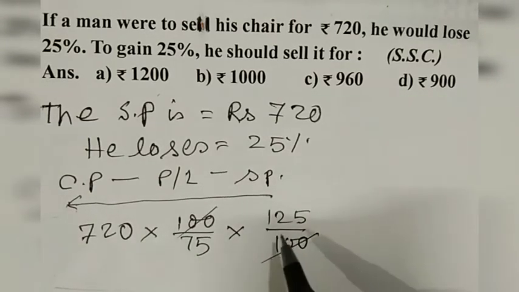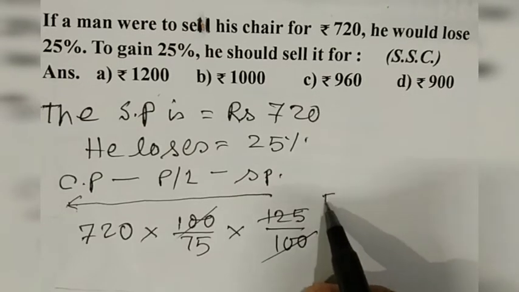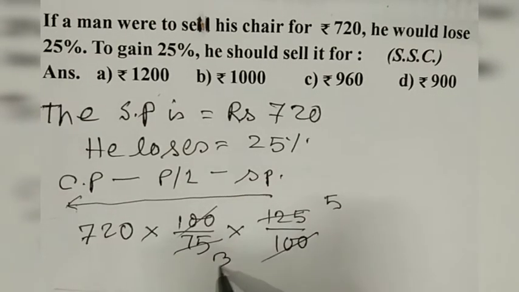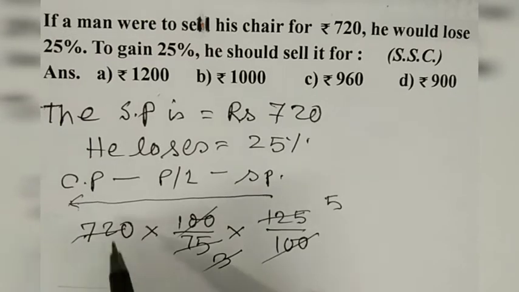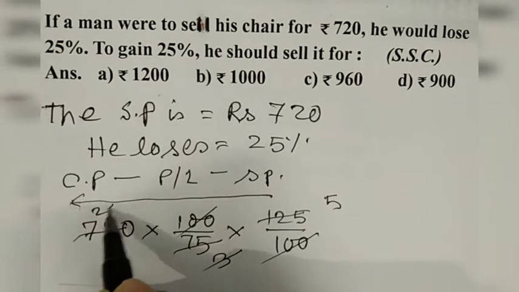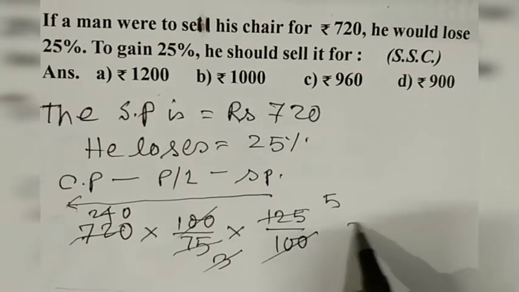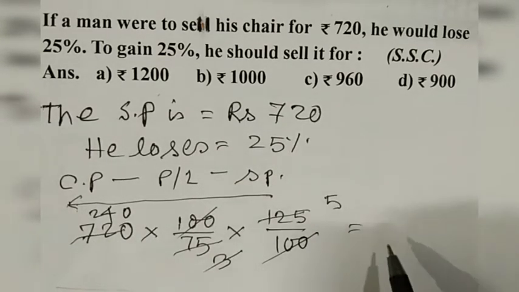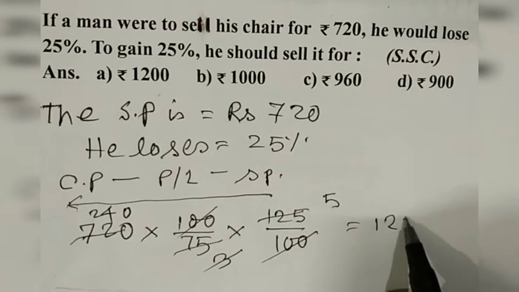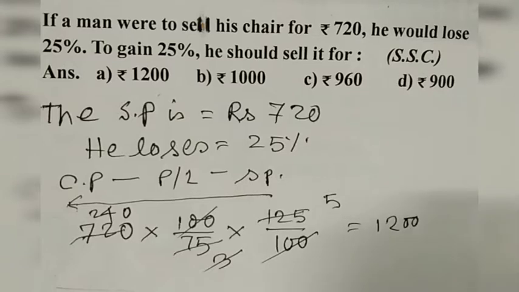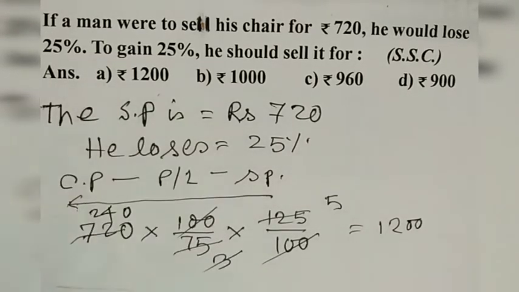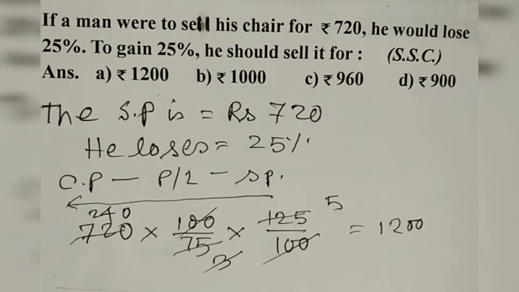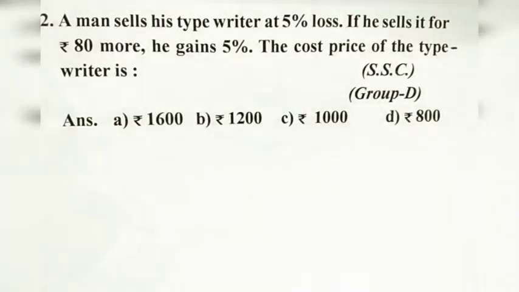100 divided by 25, 5, 3, 240 and 5, 1200. Answer A. Okay. Let's see the question number 2.